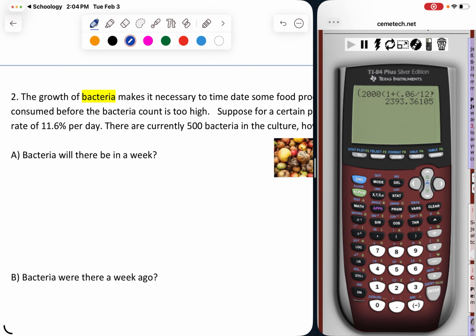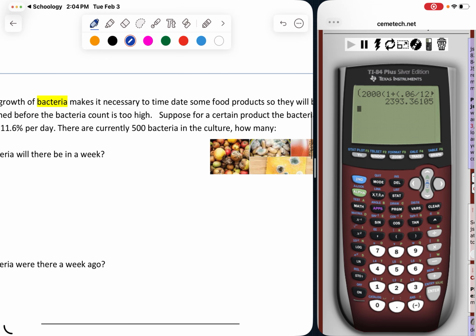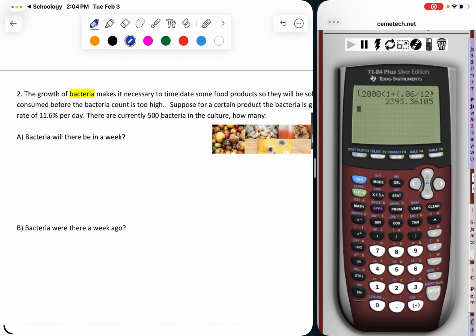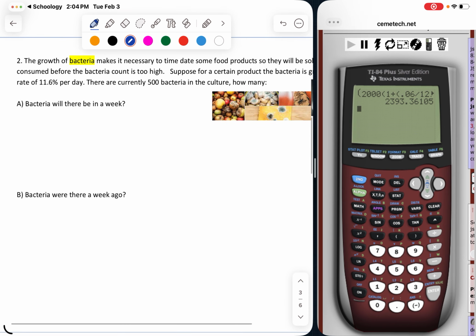Okay, so this next one says, the growth of bacteria, highlight, so that should be telling me that I should be using PERT, makes it necessary to time date some food products so that they will be sold and consumed before the bacteria count is too high. Gross. Suppose for a certain product, the bacteria is growing at a rate of 11.6% per day. There are currently 500 bacteria in the culture. How many bacteria will there be in a week?